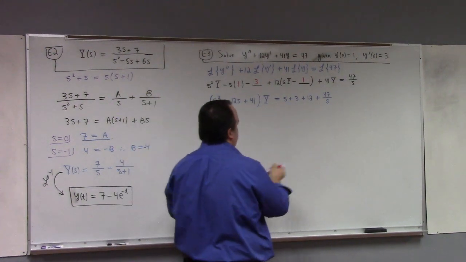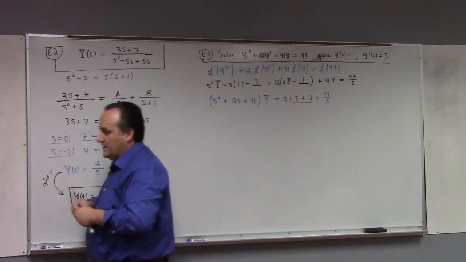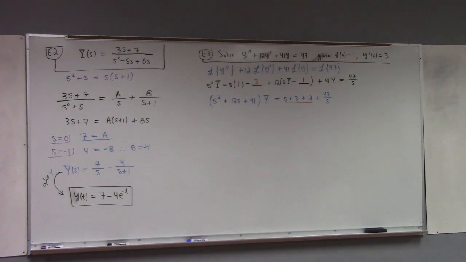So our next goal is to solve for big Y. Remember that flow chart I wrote at the start of all this? So I'm going back to that now. We take the Laplace transform of the differential equation. We solve for big Y. Well, we're almost there. How do you solve for big Y?